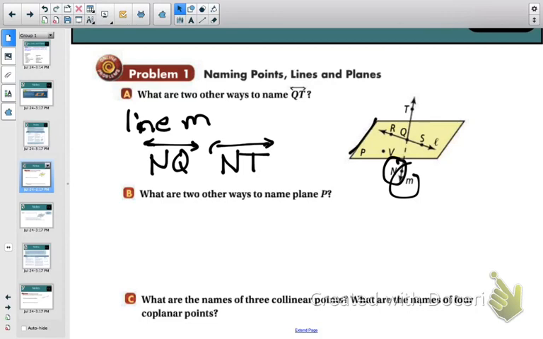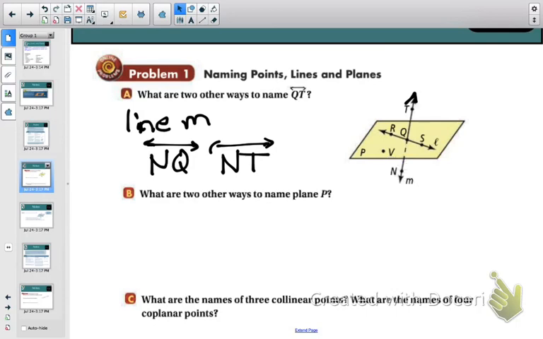Okay, what are two different ways to name plane P? So plane P is this yellow plane here. Remember, this actually goes on forever. It's just like your lines have arrows that go on forever. This plane is going on forever in all directions. You just can't draw it forever because it's impossible to do.